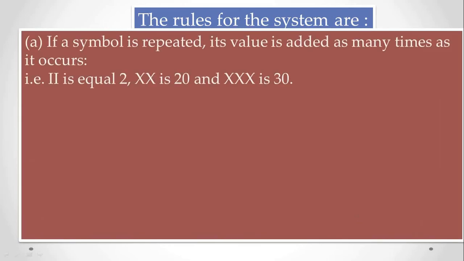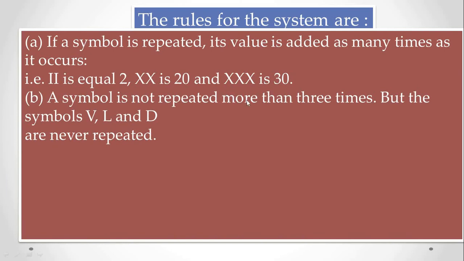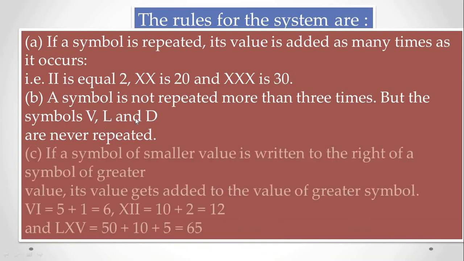The rule for the Roman system: if a symbol is repeated, its value is added. For example, if you write I 2 times, 2; X 2 times, 20; X 3 times, 30. A symbol is not repeated more than 3 times. As I already told you, V, L, D are never repeated. VLD symbols come only once.